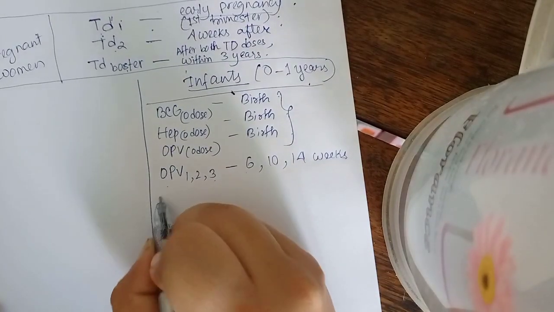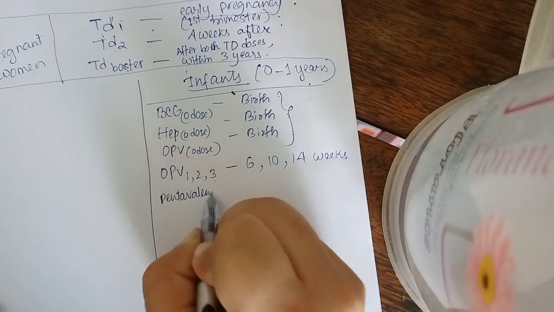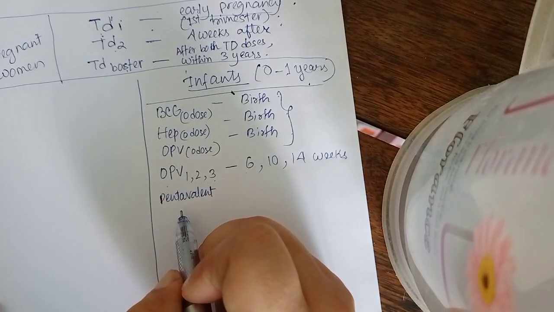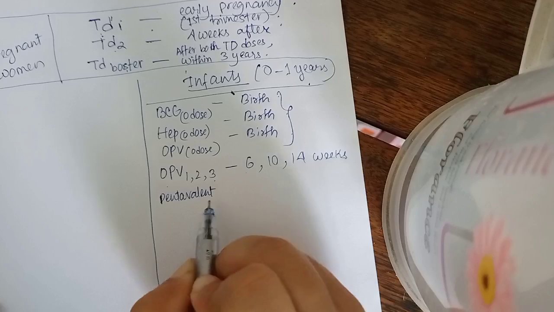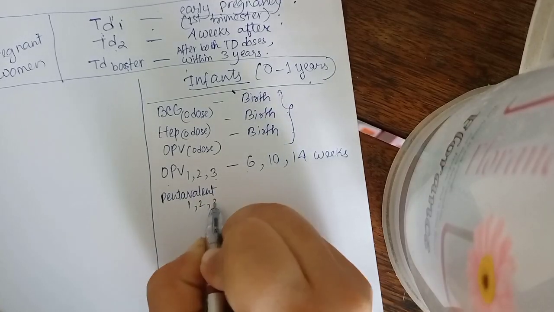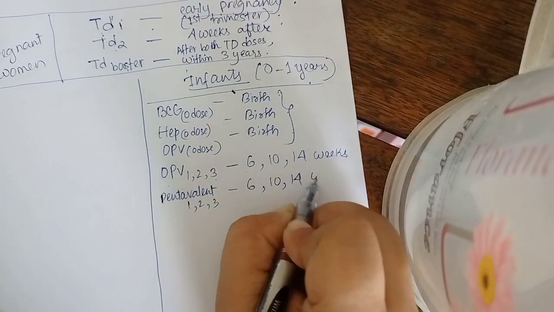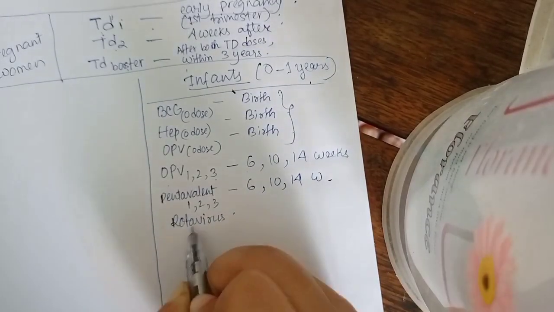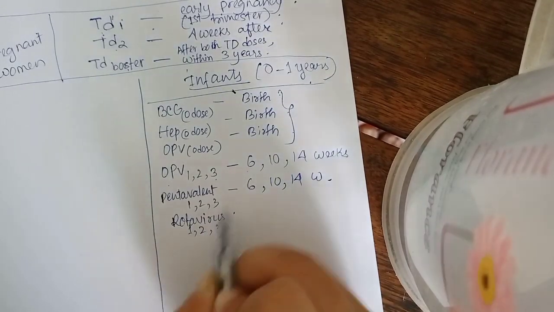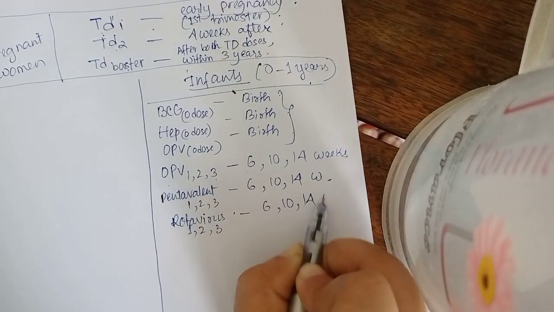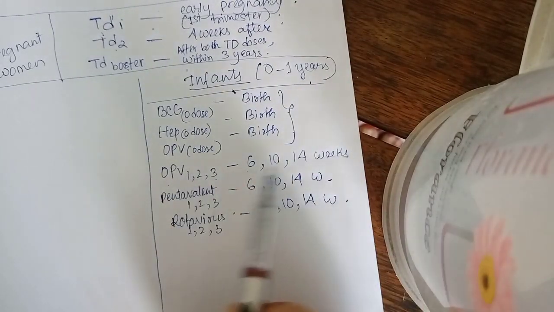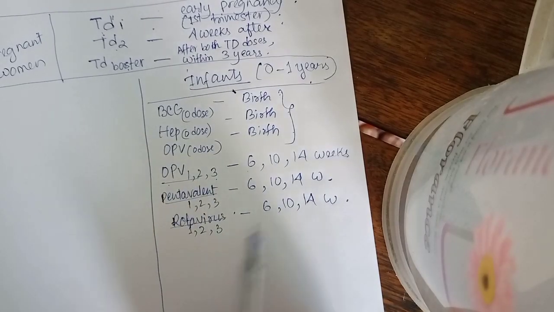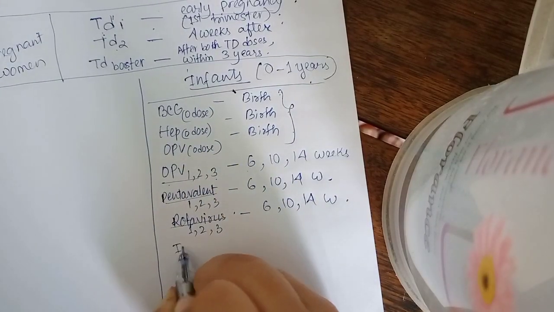Then there is pentavalent. Earlier it was the DPT vaccine, diphtheria, tetanus and pertussis. Now it includes hepatitis B and influenza type b as well, so it became the pentavalent, 5-in-1 vaccine. Pentavalent 1, 2, 3 are given at 6, 10 and 14 weeks. Then there is rotavirus, given as rotavirus 1, 2 and 3 doses, also at 6, 10 and 14 weeks. For easy understanding, I have grouped all these 6, 10 and 14 week vaccines together: OPV 1 to 3, pentavalent 1 to 3 and rotavirus 1 to 3.